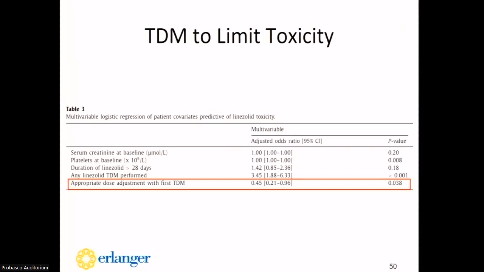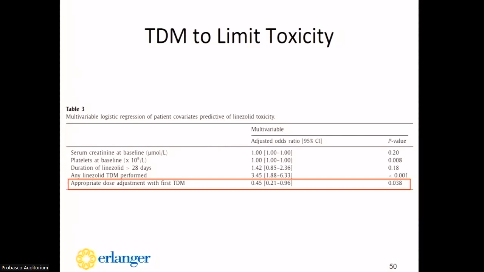The Limit 1 trial was actually just published in March of this year to evaluate the linezolid toxicity and clinical management. This was a multi-center retrospective study set in Australia that evaluated 622 patients receiving linezolid for more than 5 days. The target range for this study was defined as trough value of 2 to 7 milligrams per liter.